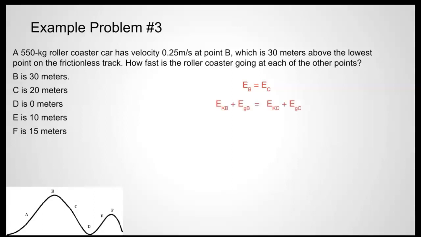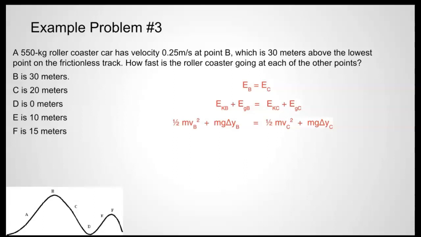At point B, there's a kinetic energy and a gravitational potential energy. At point C, there's a kinetic energy and gravitational potential energy. The kinetic energy at point B is 1/2 mv squared, and the gravitational potential energy is mg delta y, where delta y is the height above the lowest point. They gave that to us, that's 30 meters, and they gave us the speed at point B, 0.25 meters per second. They even gave us the mass, so all of the B side of this equation is ready to go.